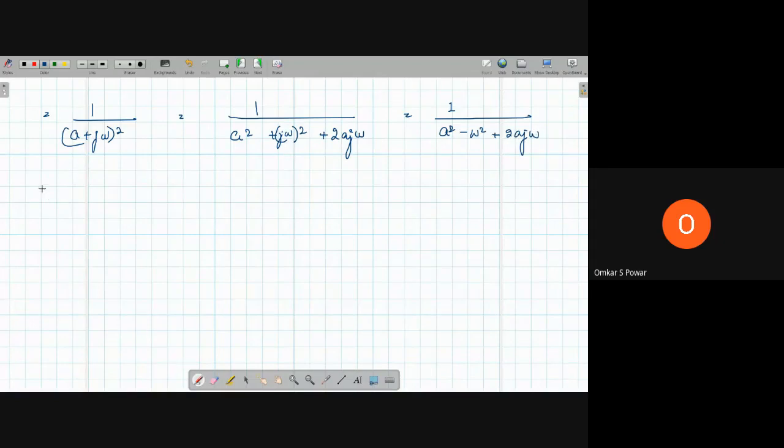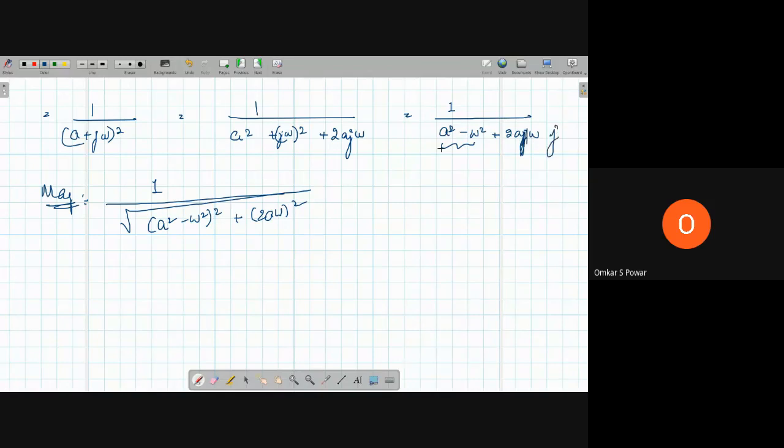So in order to get the magnitude spectra, you can directly write 1 by root of (a² minus ω²) the whole square plus (2aω) the whole square, because the j term is here, so you can write it as a plus jb. So 1 by root of (a² minus ω²) the whole square plus (2aω) the whole square. So this will be our magnitude.